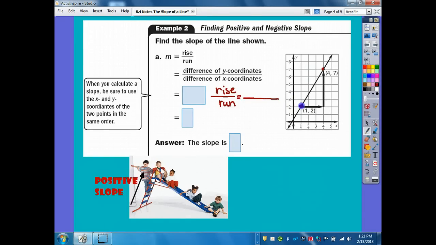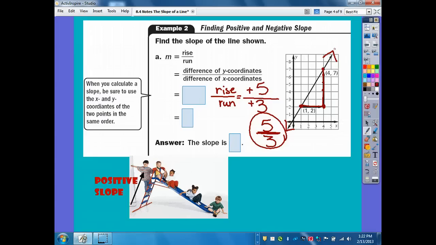Okay, if I go from here over here, what's my run? 3. So positive 3 on top or bottom? On the bottom, a positive 3 on the bottom. And then from here up, I had to rise how many? Plus or minus 5? Plus. So I have a positive 5 over a positive 3. What is my slope? A positive 5/3. Is my line on this graph positive? Yes. That's a good sign, because we say it's a positive 5/3.